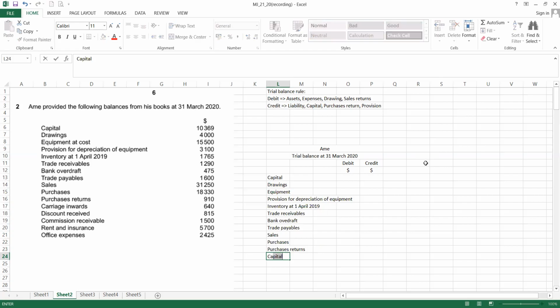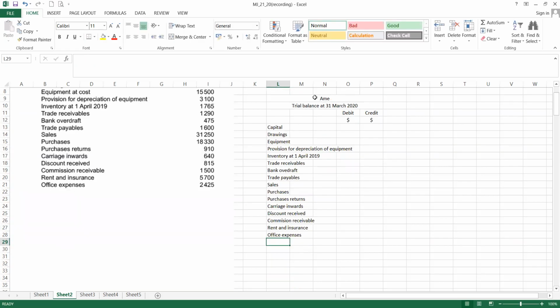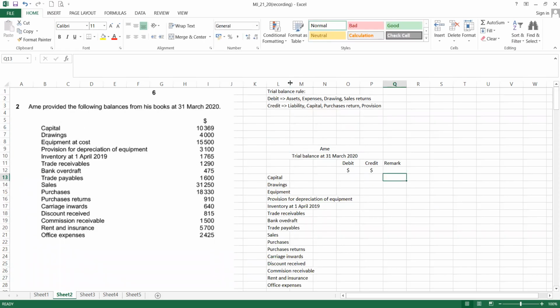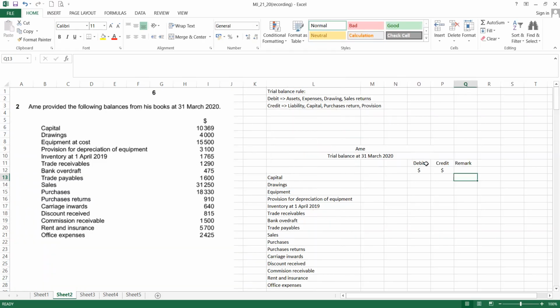Okay, carriage inward, and then discount received, commission receivable, rent and insurance, office expenses. Okay, I put in a remark, this is not needed in the question, just for you to refer to in case you want to understand more, in order to decide what section it should be.